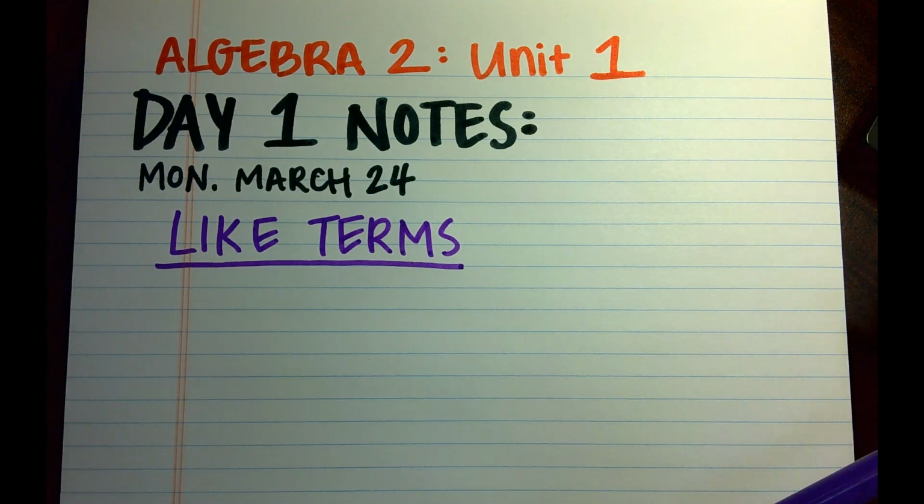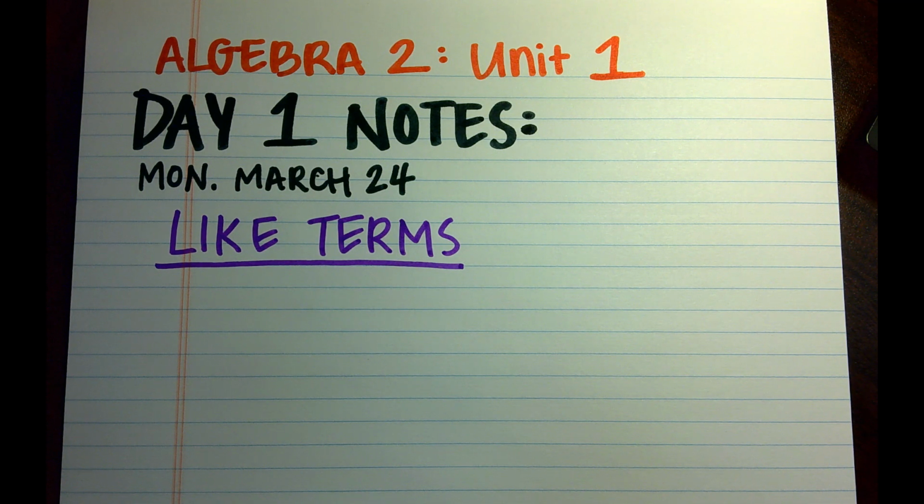Like terms. Does anybody know what a like term is? Yes. It's going to be numbers that are attached to the same variable. What's a variable? It's a letter. Yes, it's a letter. That letter is standing in place of a number that we do not know.